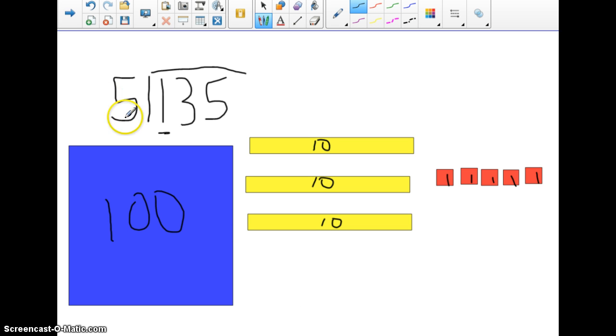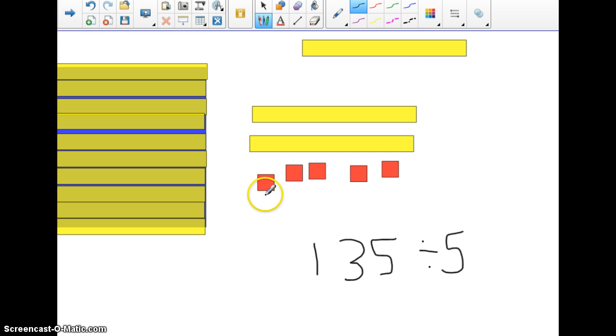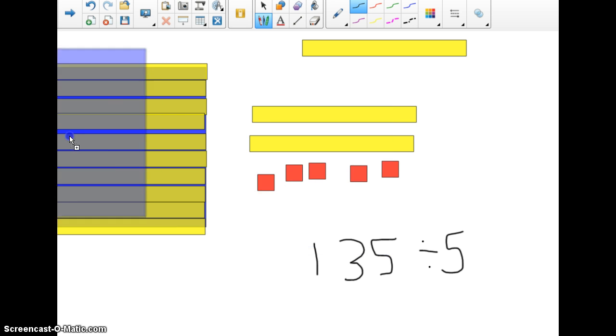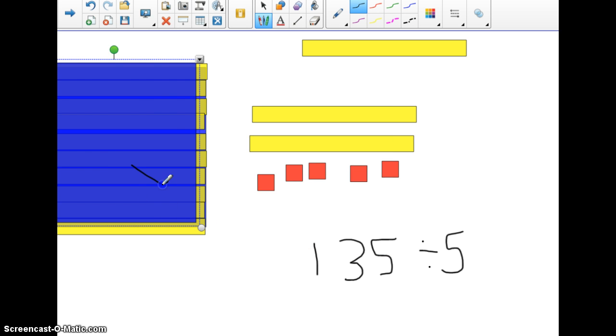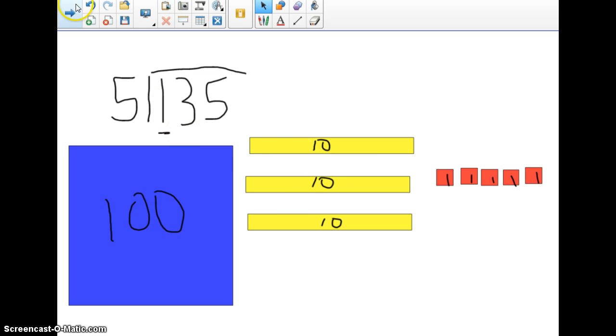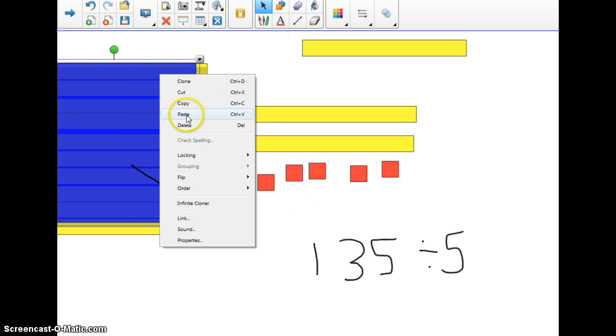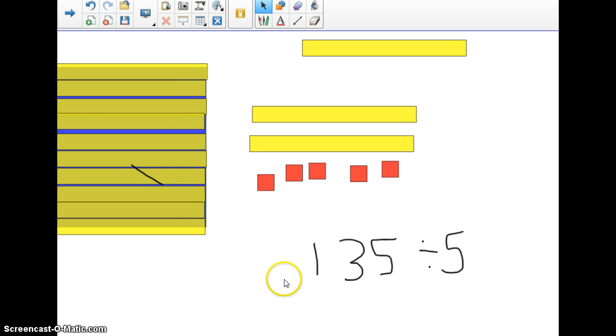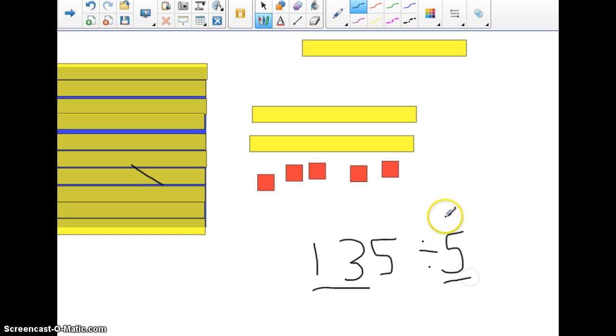100 is way too big to divide equally into 5 parts, so we're going to take it into a smaller setting. These are the same base 10 blocks, but instead of the 100 model that I showed you before, we have now taken that 100 model and divided it into 10 equal parts. With these 10 parts, we can now say we don't have 103 tens, we have 13 groups of 10.